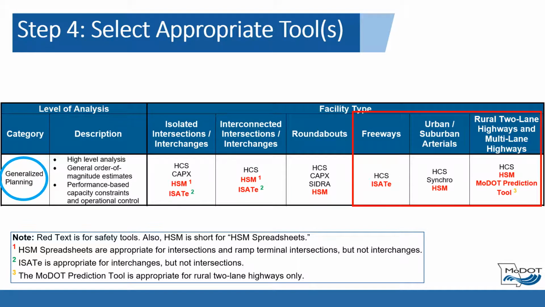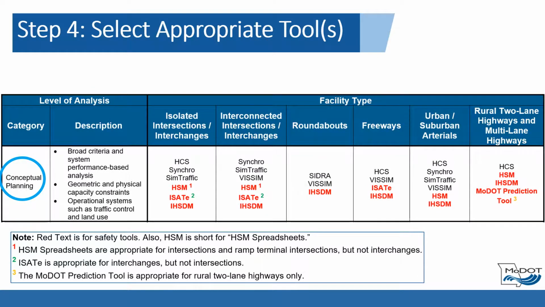HCS can be used for a high-level analysis of freeways, arterials, and highways. Synchro can also be used for arterials. HSM, ISAT-E, and the MoDOT prediction tool are appropriate safety tools for generalized planning.